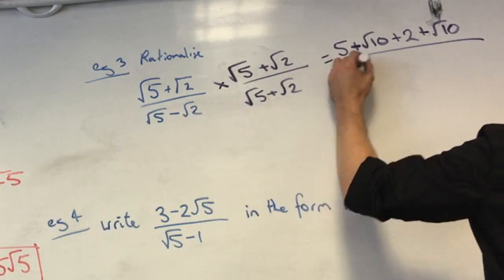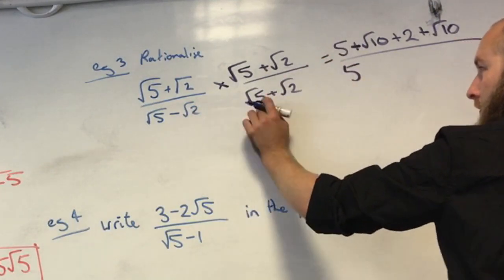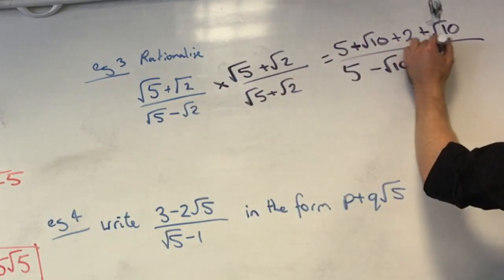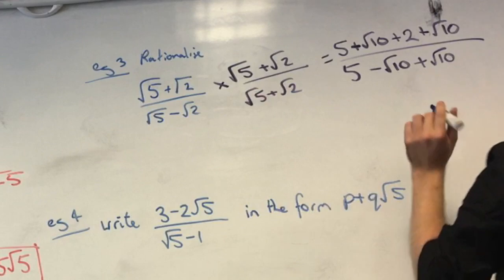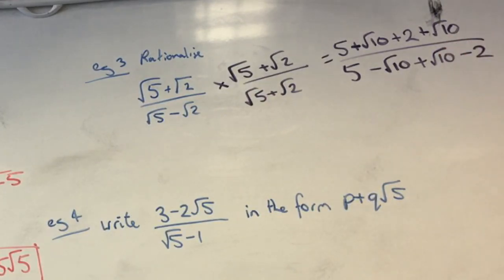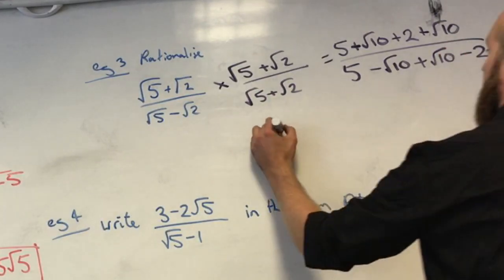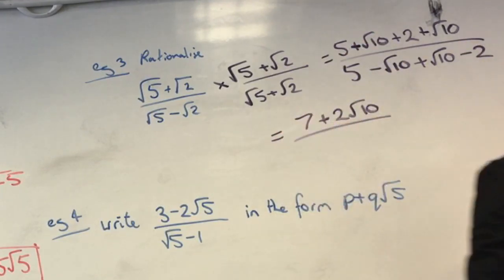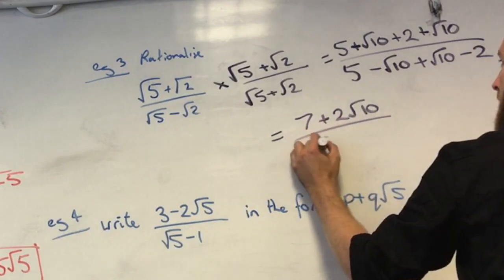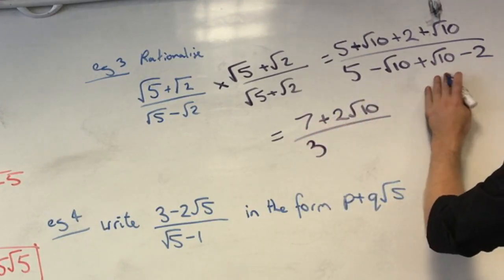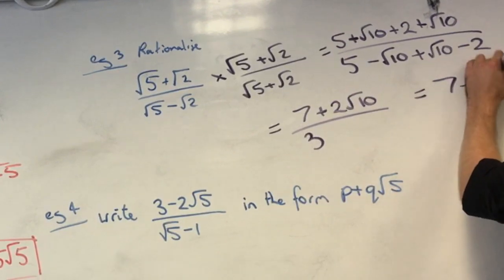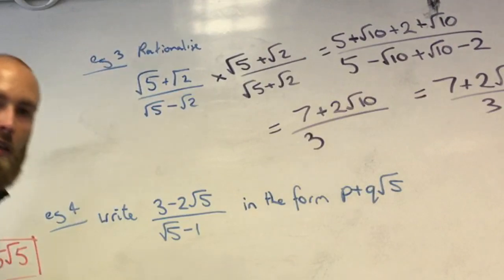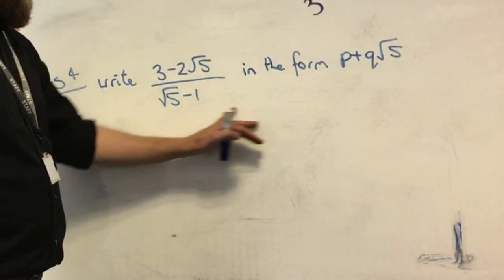Denominator, root 5 times root 5 is 5. Root 2 times root 5 is minus root 10. Root 2 times root 5 is plus root 10. And root 2 times root 2 is minus 2. So now we can simplify this. So on top, you get 7 plus 2 root 10. And on the bottom, 5 take 2 is 3. Root 10 cancels each other out. So the whole thing is 7 plus 2 root 10 over 3.